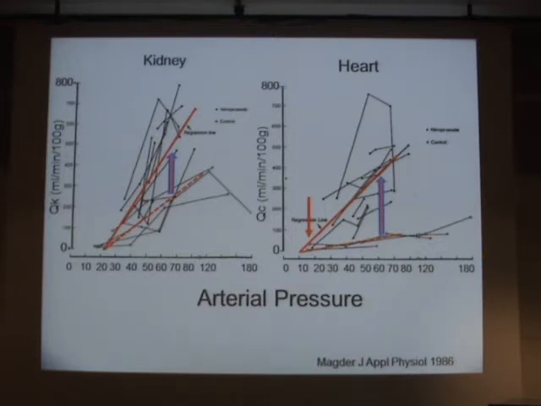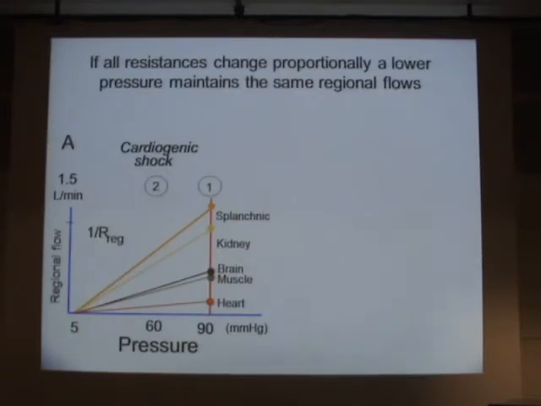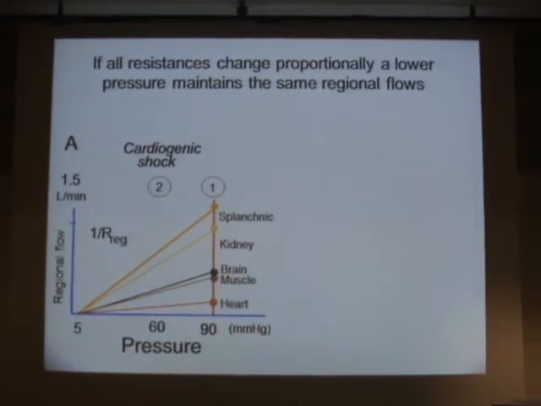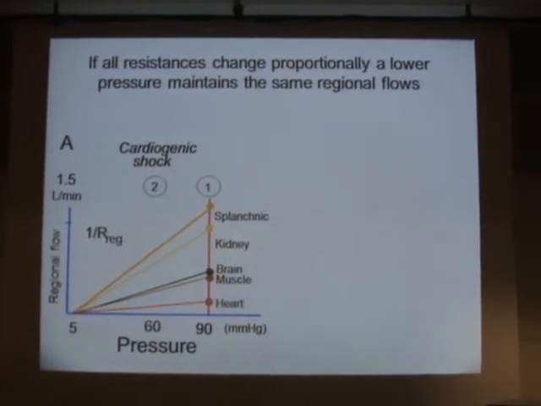Even more striking to me, the dilated is still higher than the actual resting state. There was still reserve at that amazingly low pressure, because your heart is designed to handle flows that'll get a cardiac output of 25 liters a minute. So it has huge reserves, as long as you don't put a coronary obstruction in place. Now, let's continue on with that. If all resistance changed proportionally, a lower pressure can maintain the same regional flows.